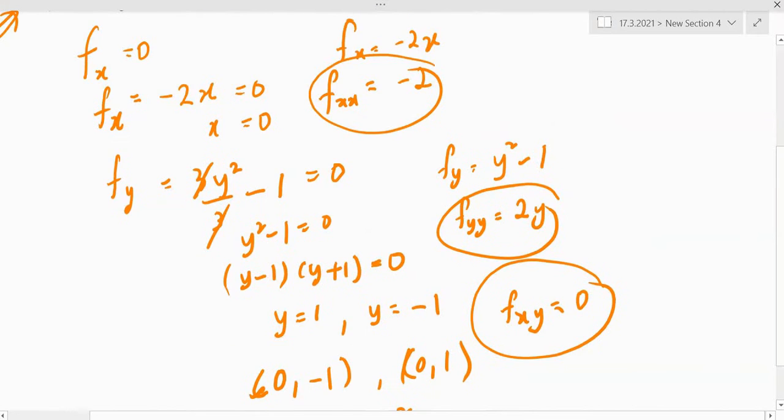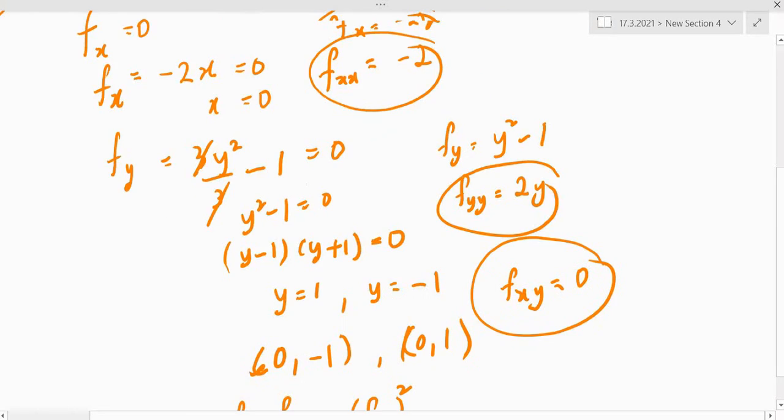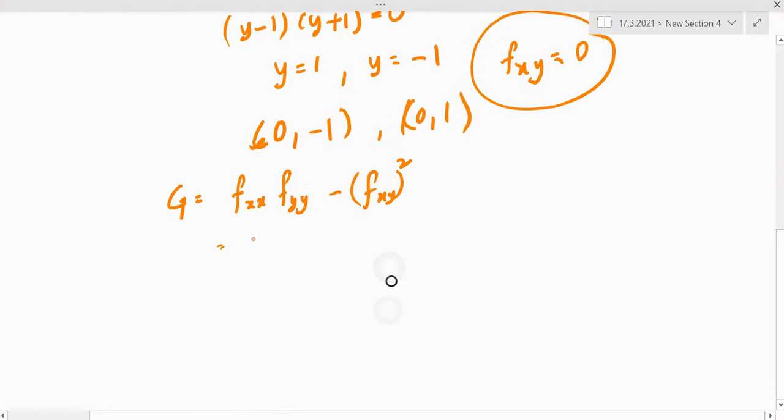So your formula will be fxx is negative 2 times 2y minus 0. This is negative 4y. This is your gxy.